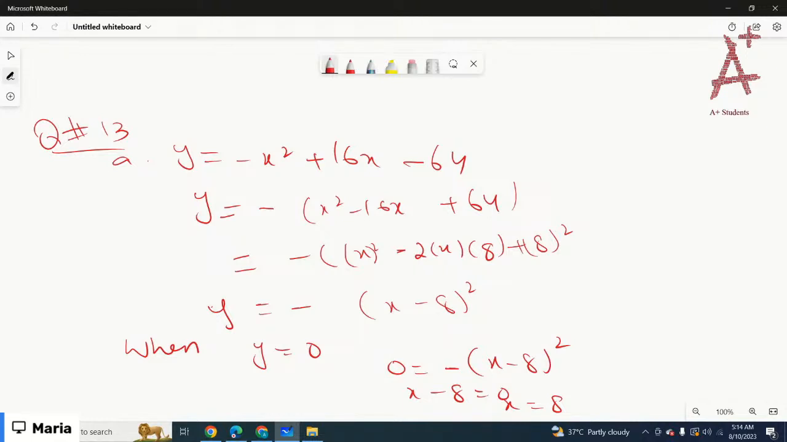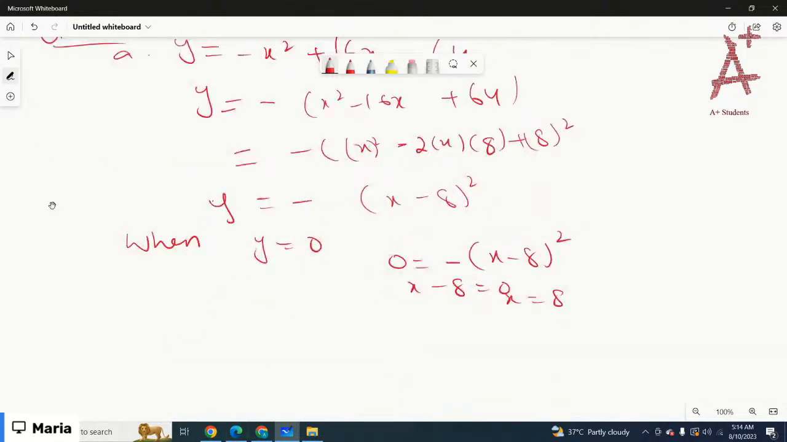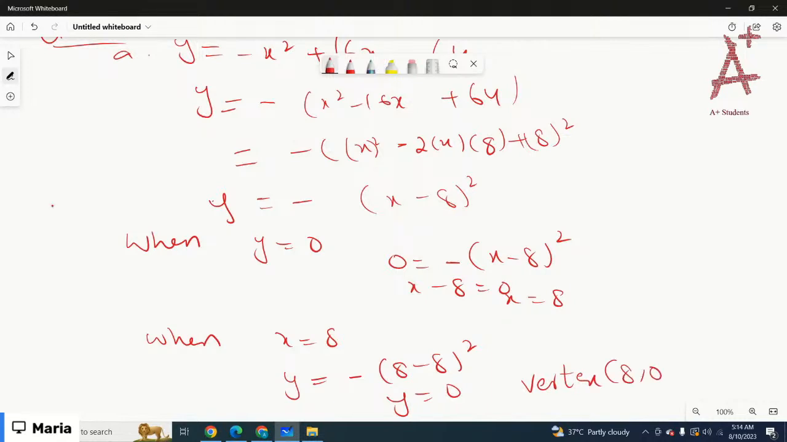Then you have to calculate the vertex. So when x equals 8, the equation is y equals minus 8 minus 8 whole square. 8 minus 8 is 0, y equals 0. That means the vertex is 8 and 0, and for the last part you just have to graph the equation, right?